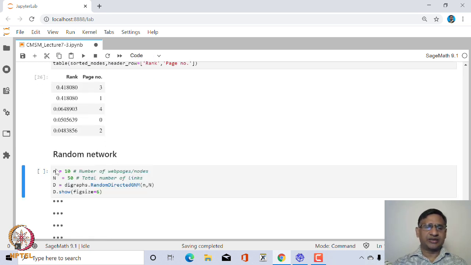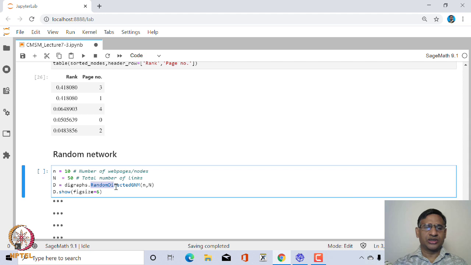So Sage has an inbuilt function to generate a random graph. Let us say there is an option called random directed graph using an algorithm called GNM. Inside this digraph you have this option. Let us take a website of 10 web pages and let us say there are 50 links, that means 50 edges. So you have a random network with 10 websites and 50 links, that is not very big. Let us define D to be the graph, and then ask it to show.